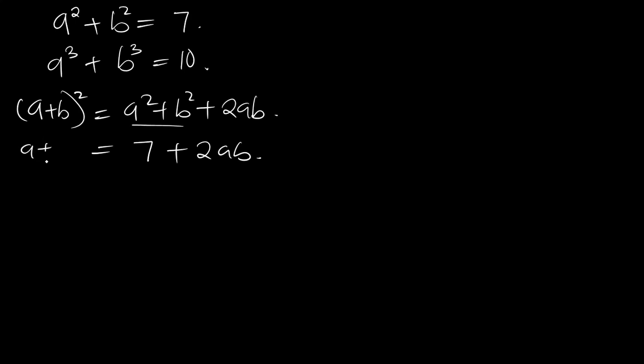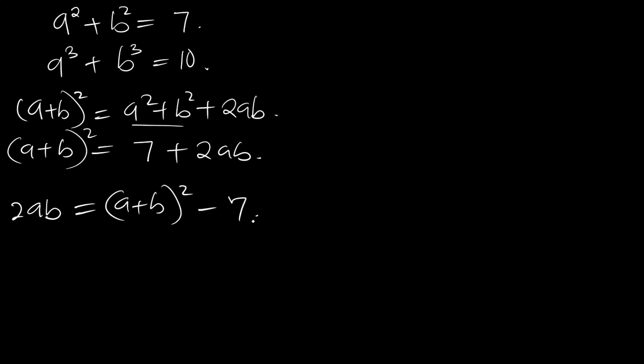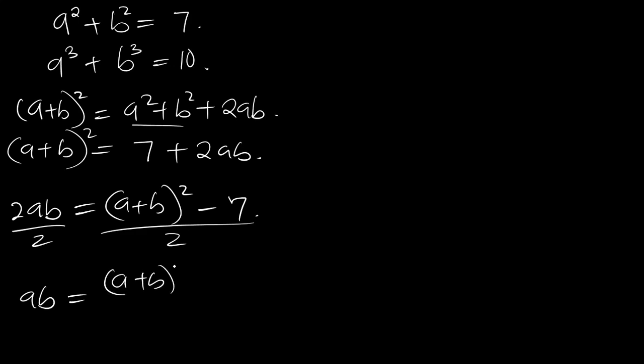So here you have a plus b all squared, meaning that 2ab is equal to a plus b all squared minus 7. Moving this 7 to the other side becomes minus 7. Now dividing all through by 2, you have ab equal to a plus b all squared minus 7, divided by 2.